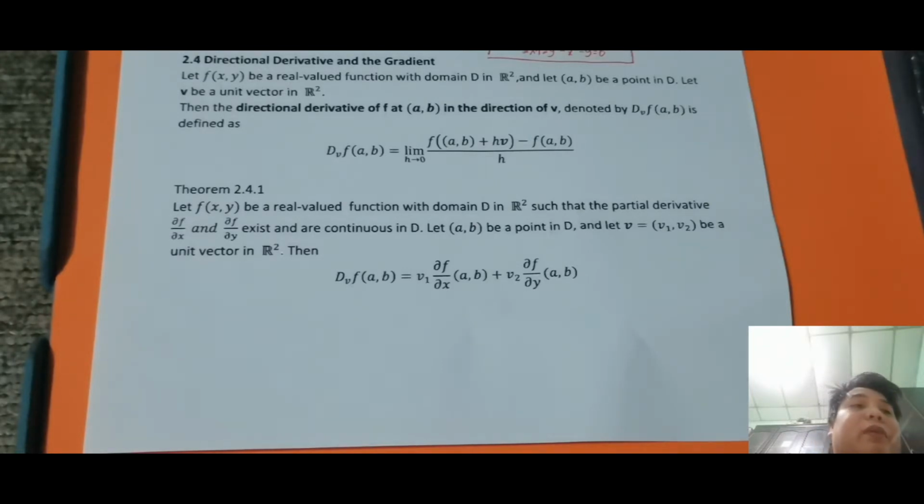So ito na yung lesson 4 para sa ating chapter 2 sa Calculus 3. So in this video, pag-uusapan naman natin yung directional derivative and the gradient. Okay, so this is a pre-introduction to gradient, although i-discuss ko pa siya sa last chapter ng ating Calculus 3.